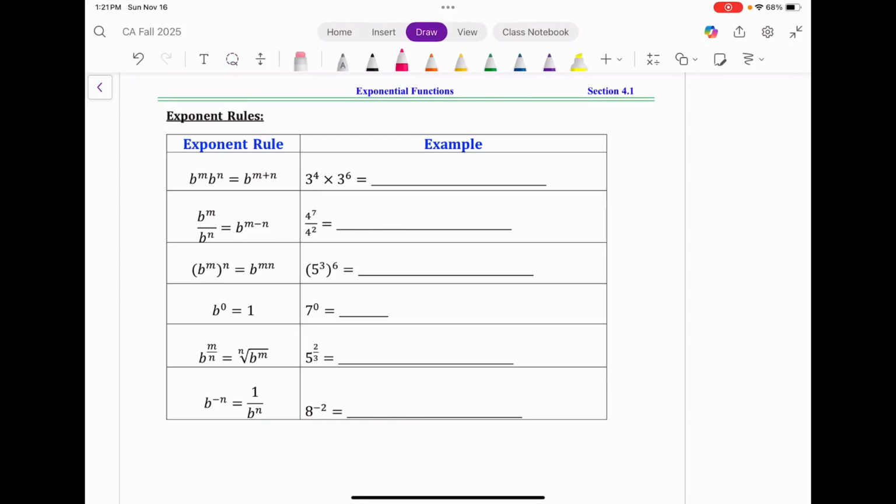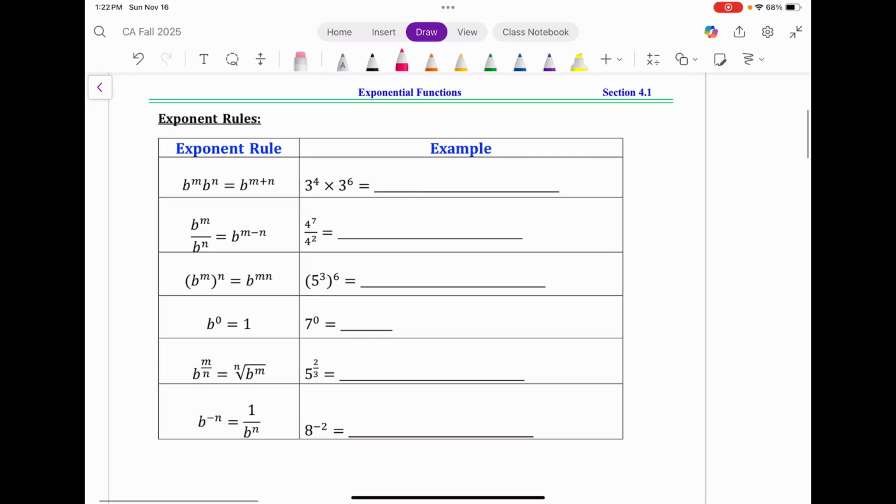Okay, in this section, we're going to talk about exponential functions. I want to review exponent rules from high school algebra classes real quick before we jump into functions of exponentials.